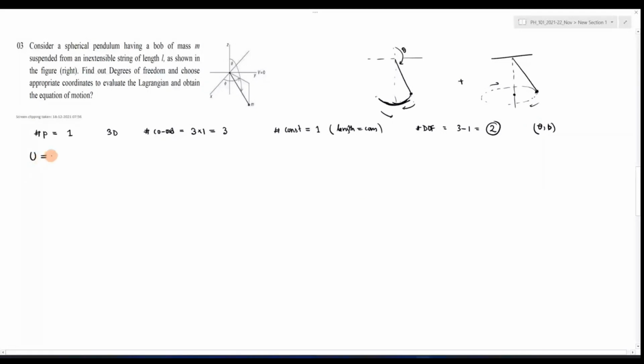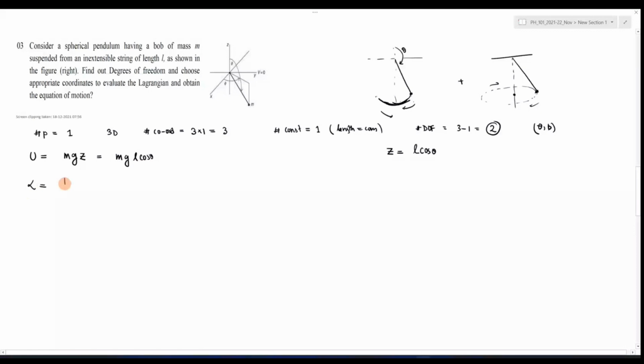Once you get this, you have to write the potential energy. Now this is critical. What will be the potential energy? We know this will be mgz. So you now put what z is in the spherical coordinate system. Z is equal to L cos theta. You can substitute here or in the Lagrangian itself. Now we have to write the Lagrangian.